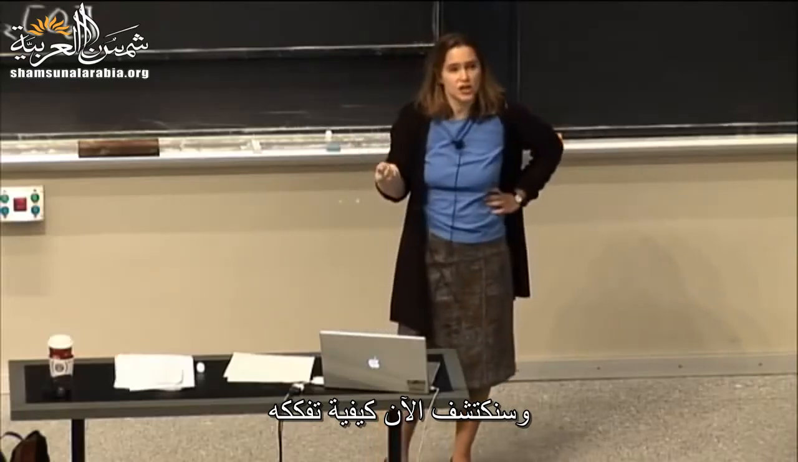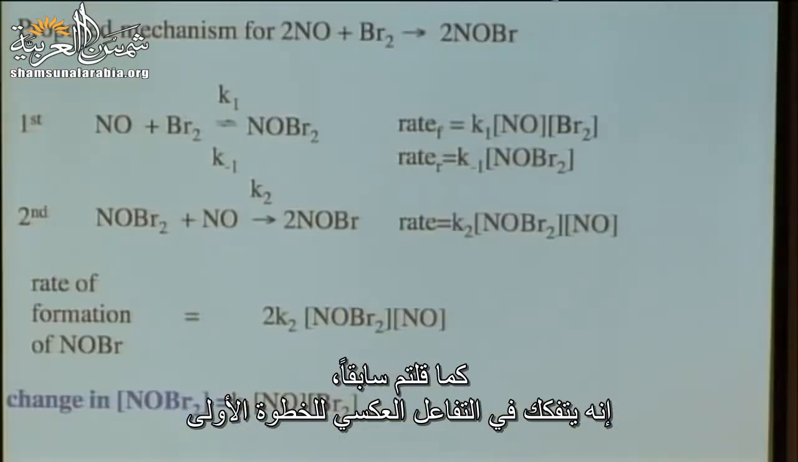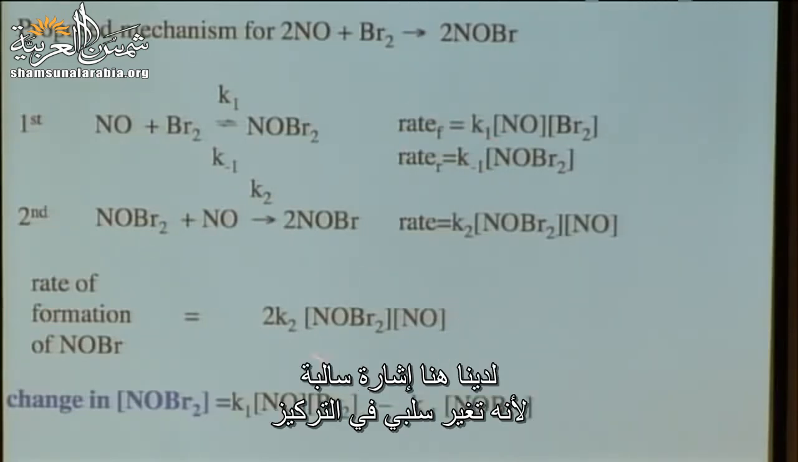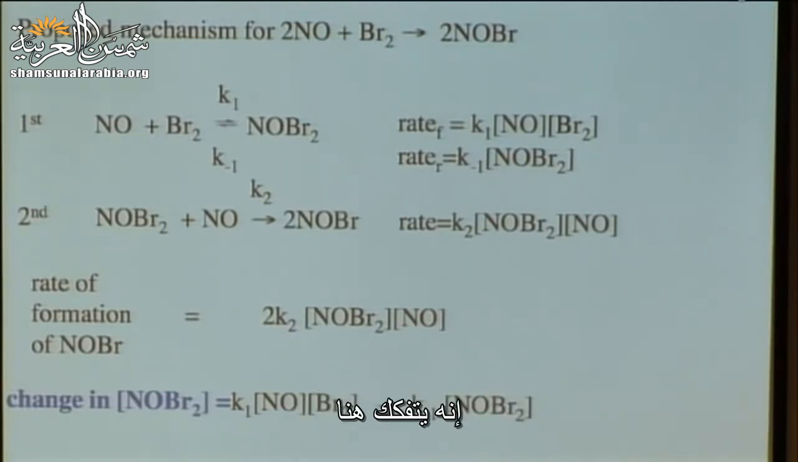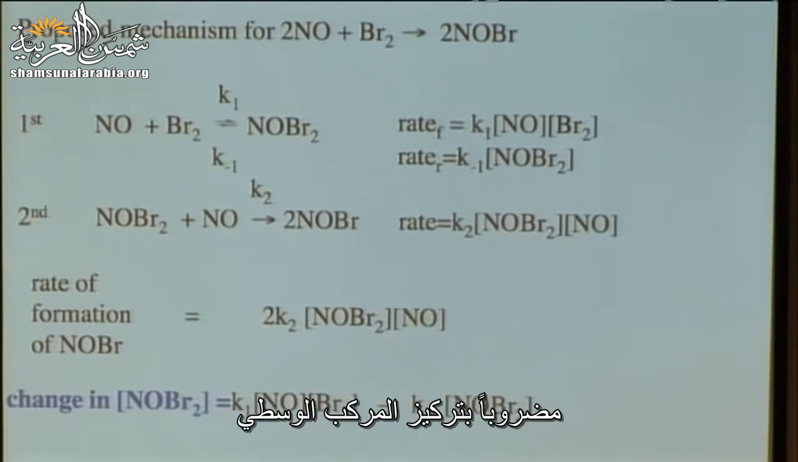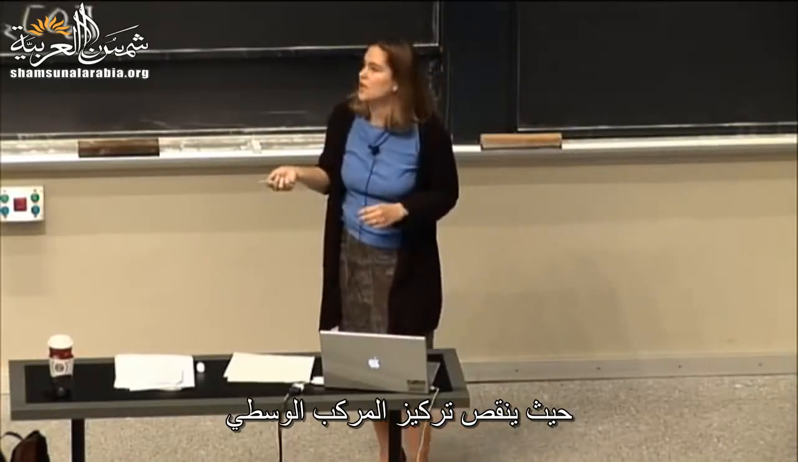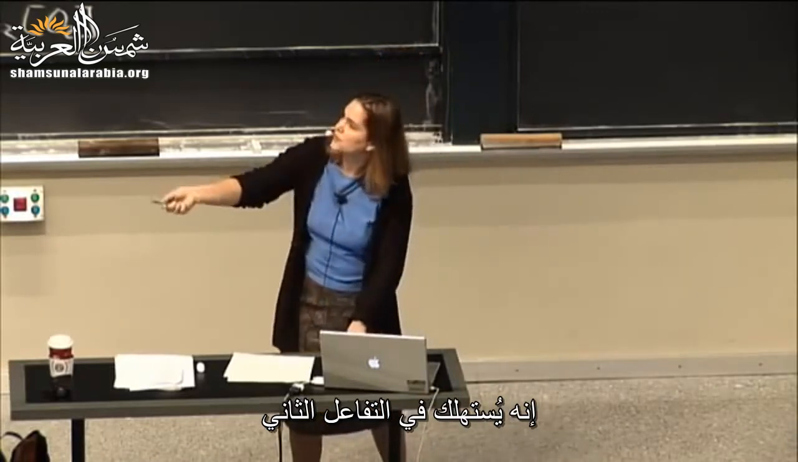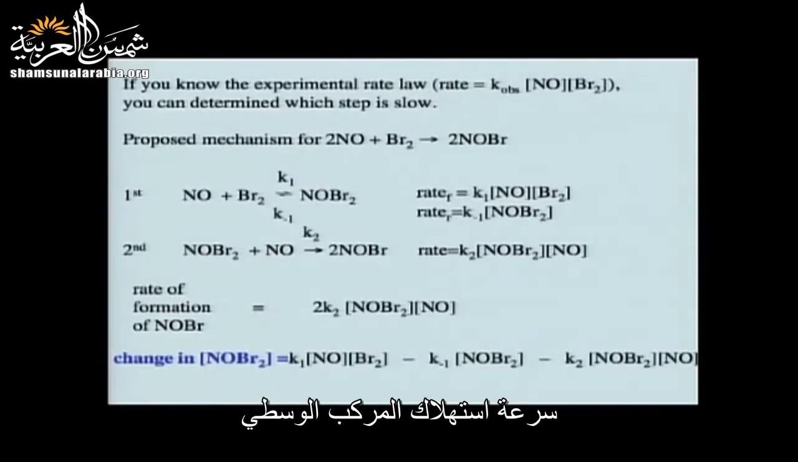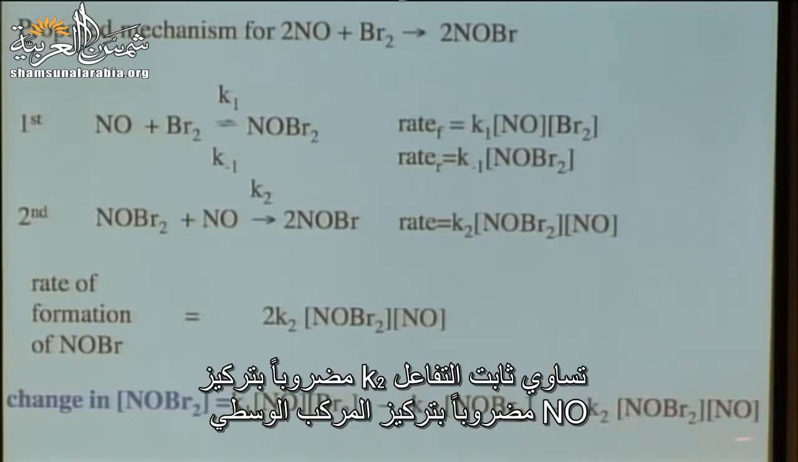And then we're going to consider how it's being decomposed. And you told me before it gets decomposed in the reverse of the first step. So we have a minus sign because this is a negative change in concentration. It's being decomposed at the rate with a rate constant of K minus 1 times the concentration of that intermediate. And the intermediate's also being consumed, so that's decreasing the concentration of the intermediate. And it's being consumed in this second step, with the rate constant of K2 times the intermediate times NO.